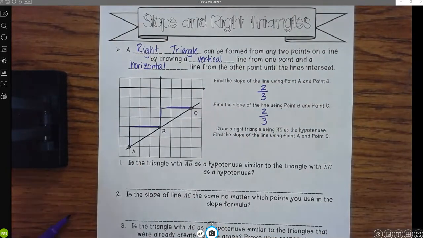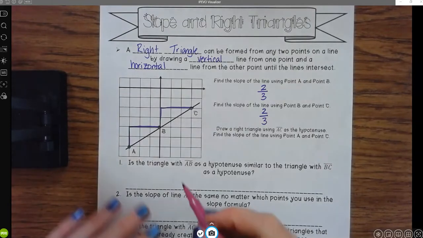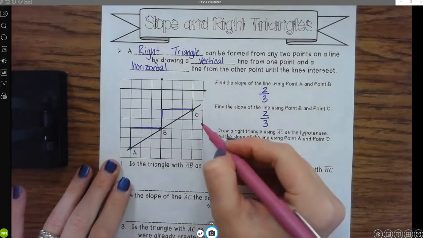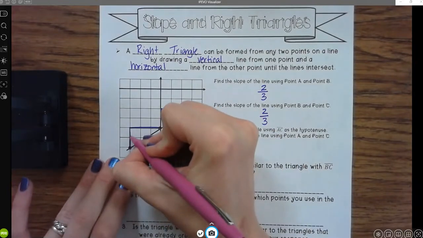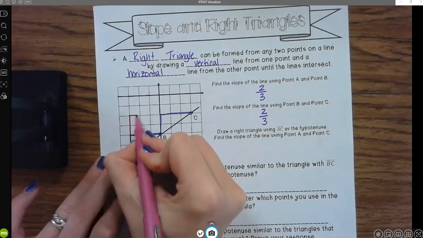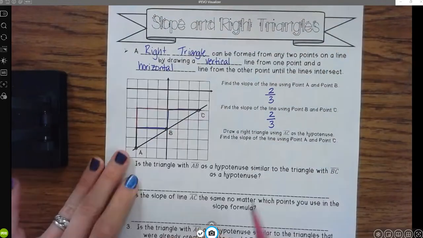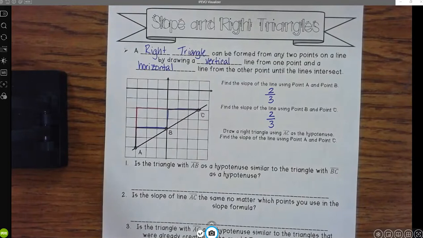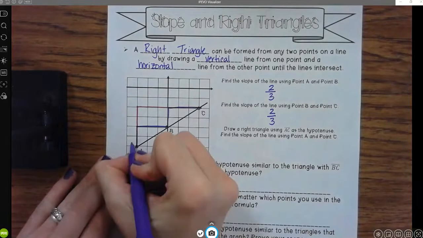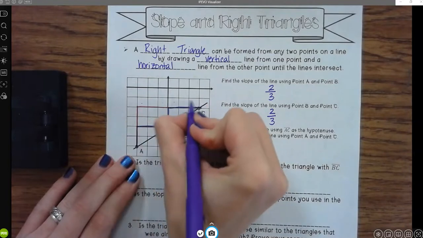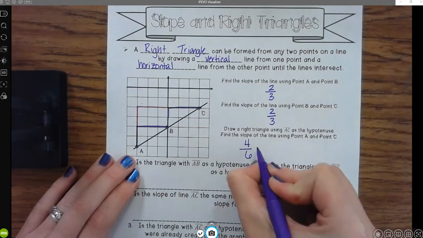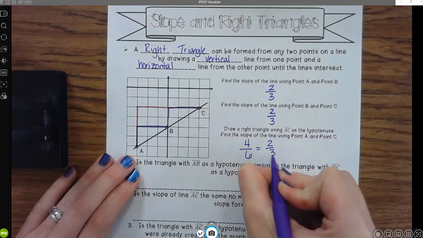And now I'm going to draw a right triangle using AC as the hypotenuse. So this is my hypotenuse from A to C. I'm going to draw a right triangle using points A and C. And so if I find the slope, here we go up 4 over 1, 2, 3, 4, 5, 6. And if we simplify that, we get 2/3.